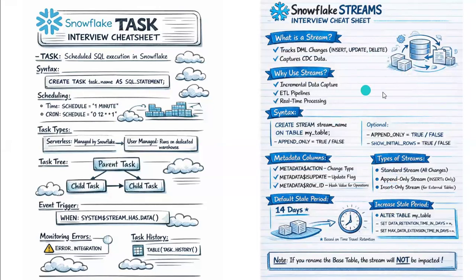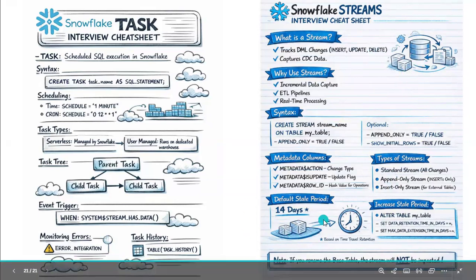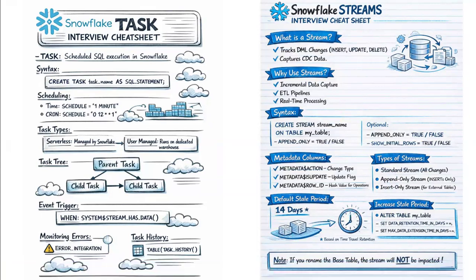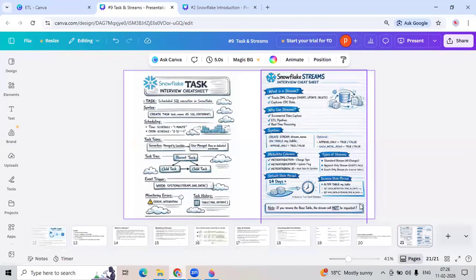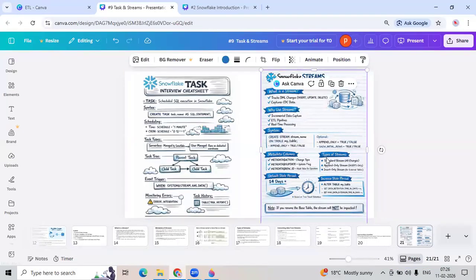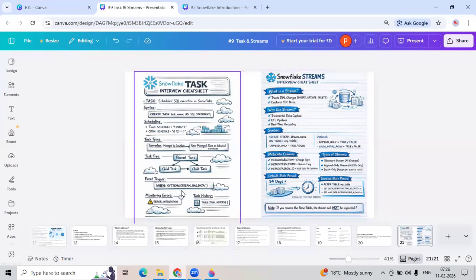What is the stream stale period? It's 14 days. After 14 days, this stream will become inactive and I need to recreate it. I can increase it by using the maximum retention. If the base table changes, will the stream work? No, it will not work. So these are the important interview questions.